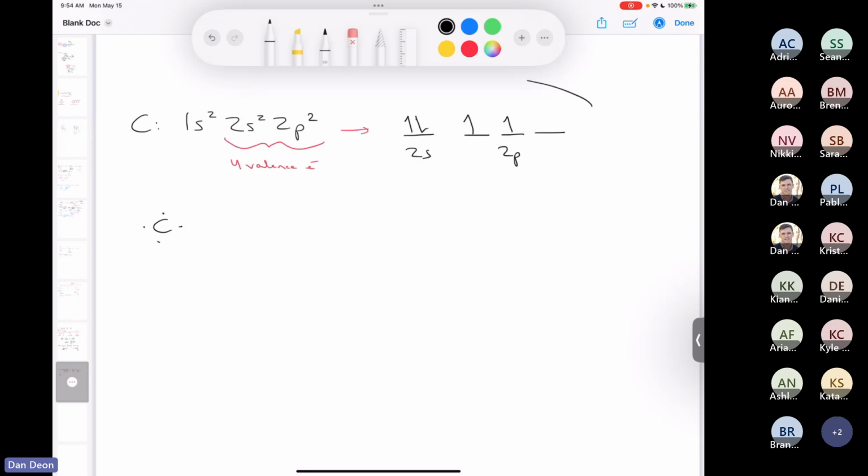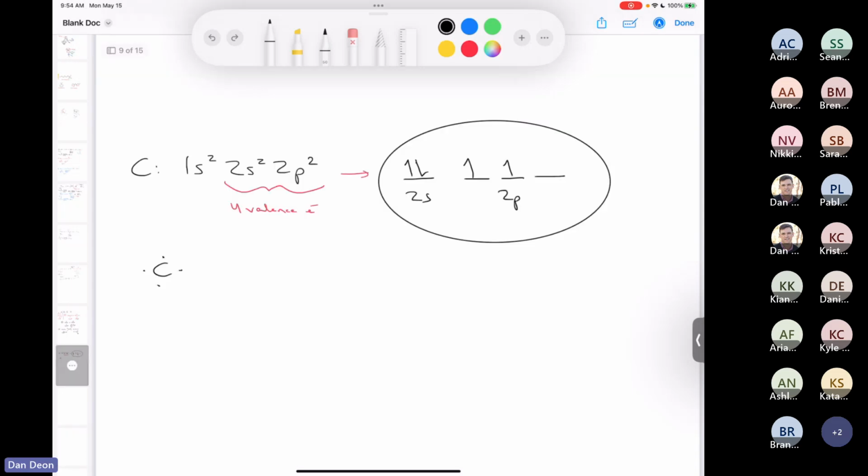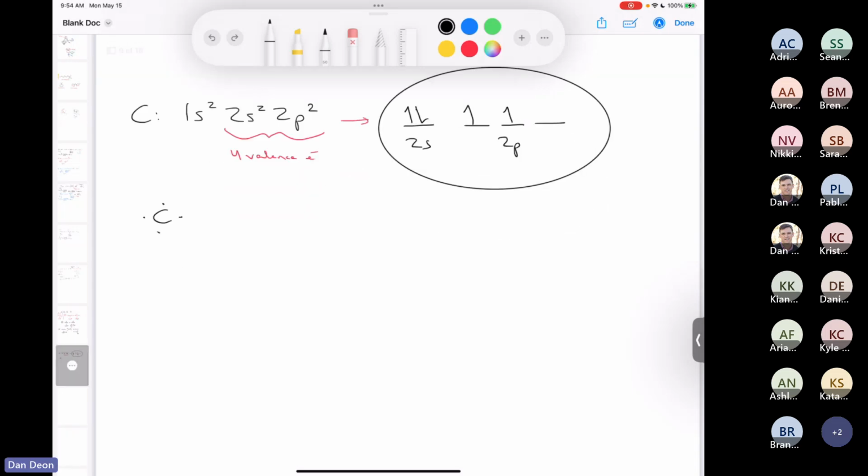So these, again, are atomic orbitals. A 2s is a type of atomic orbital, and there are three 2p atomic orbitals. They are all equal energy, the three 2p, so we say they are degenerate. So how do we make 4 unpaired electrons?